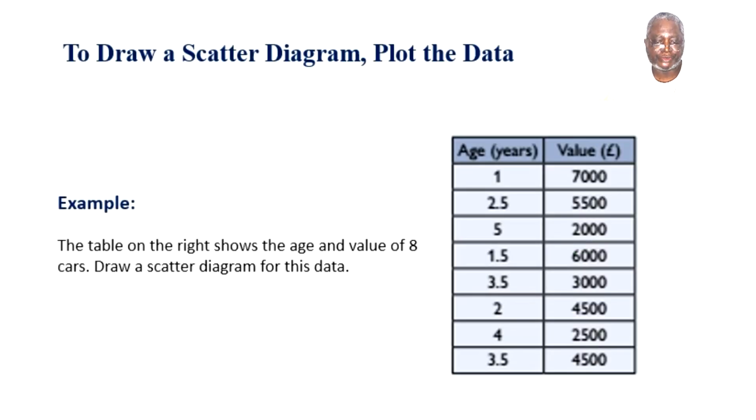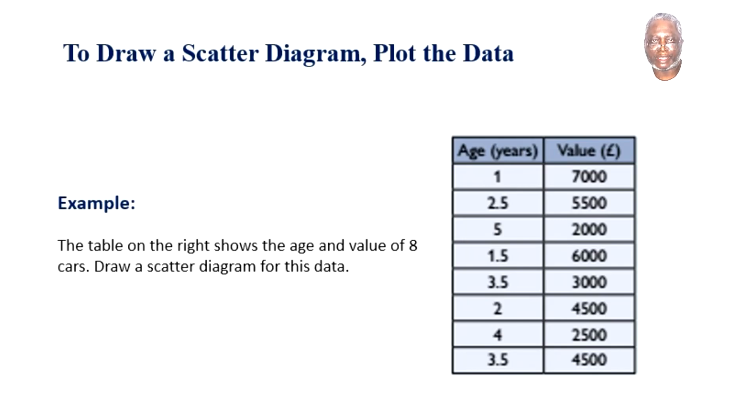To draw a scatter diagram, plot the data, and those are your data on the right in the example I'm about to give you. The table on the right shows the age and value of 8 cars. Draw a scatter diagram of this data. And then you have the ages of the cars: 1 year, 2.5 years, 5 years, 1.5 years, 2 years, 4 and 3.5 years. And those are the values.